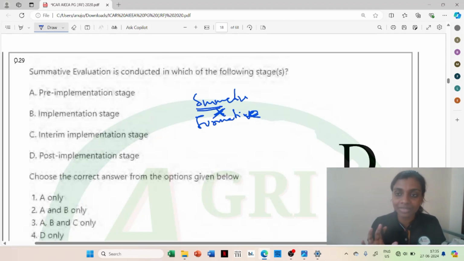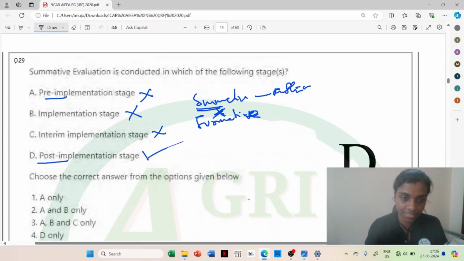Summative evaluation. The sum is there at the end, whatever the results of the project are. So we will check whether it is attaining the given objectives of the project or not, and whether it used the resources efficiently or not. So this is after the project has been implemented. The first option is pre-implementation, before implementation, no. At the implementation stage, no. Interim implementation, during the implementation stage, no. So after implementation, the post-implementation stage, is the correct answer. Option is D only.